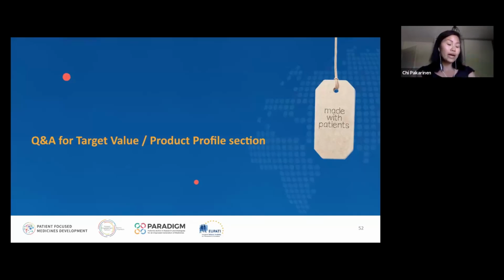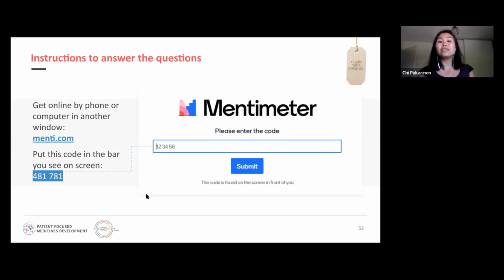And also now, as an outcome of all these steps, you reach the target product profile, which in turn can be translated with patients' input into a target value profile. What is the most important to the patients for the research in question? So please keep on asking questions about the guidance, about content, about early research itself.